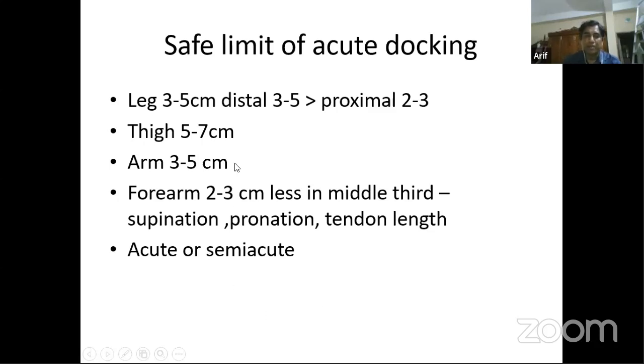And what about the safe limit of acute docking in the arm? It is 3 to 5 centimeters. More than that, there is weakening of the biceps. You cannot flex your elbow, and you should keep that in mind. And what about the forearm? In the forearm, the limit is very small, 2 to 3 centimeters. Usually, if you do more than that, especially in the middle part, there is loss of supination and pronation. And also, every tendon in the forearm needs adequate length for proper functioning. So I am talking about acute docking.